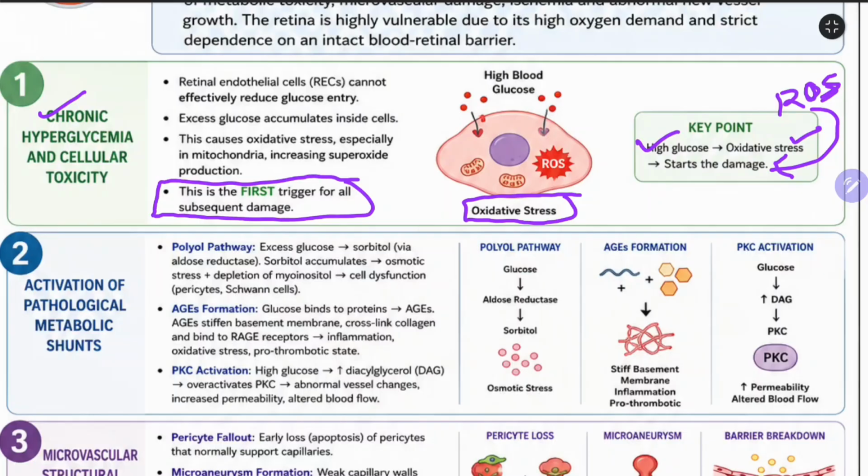Why is there increased production of reactive oxygen species? Because increased mitochondrial activity will take place. Mitochondria are the energy house of the cells. So more glucose enters the electron transport chain, and more ATP production leads to byproduction of these reactive oxygen species. The first trigger for the subsequent damage is oxidative stress. That means antioxidants are important to prescribe in patients with eye disease.